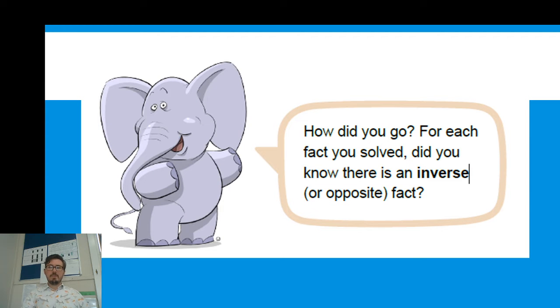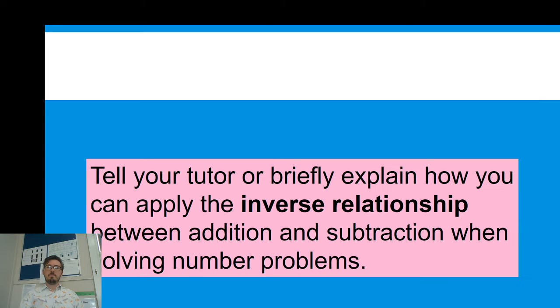All right, how did you go? For each fact you solved, did you see that there was an inverse or opposite fact? So 1 plus 2 equals 3, 3 minus 2 equals 1. There's always an inverse operation, isn't there? Throughout the day, you can explain to your parents how you are understanding the inverse relationship between addition and subtraction when solving number problems, okay? Just so you're building your mathematical language, and remember, we learn 90% of what we teach. So if we're telling our parents what we're learning at school, we're actually helping ourselves learn it better.